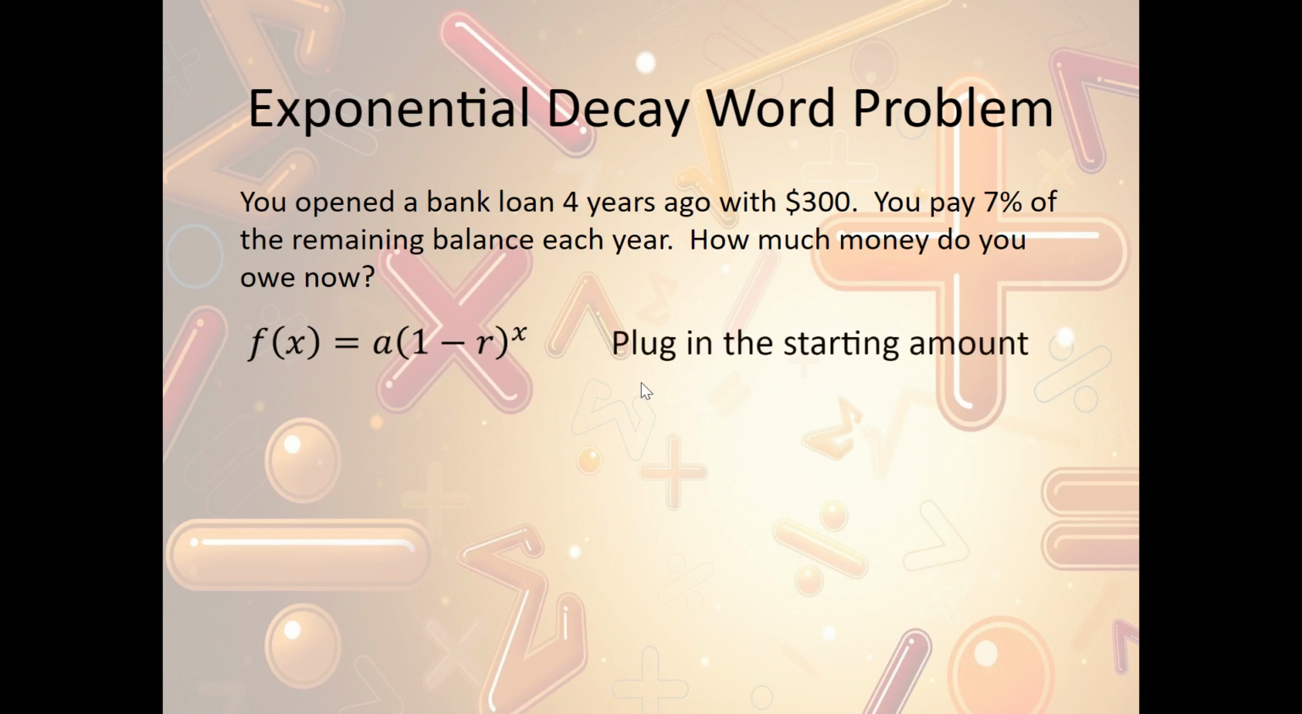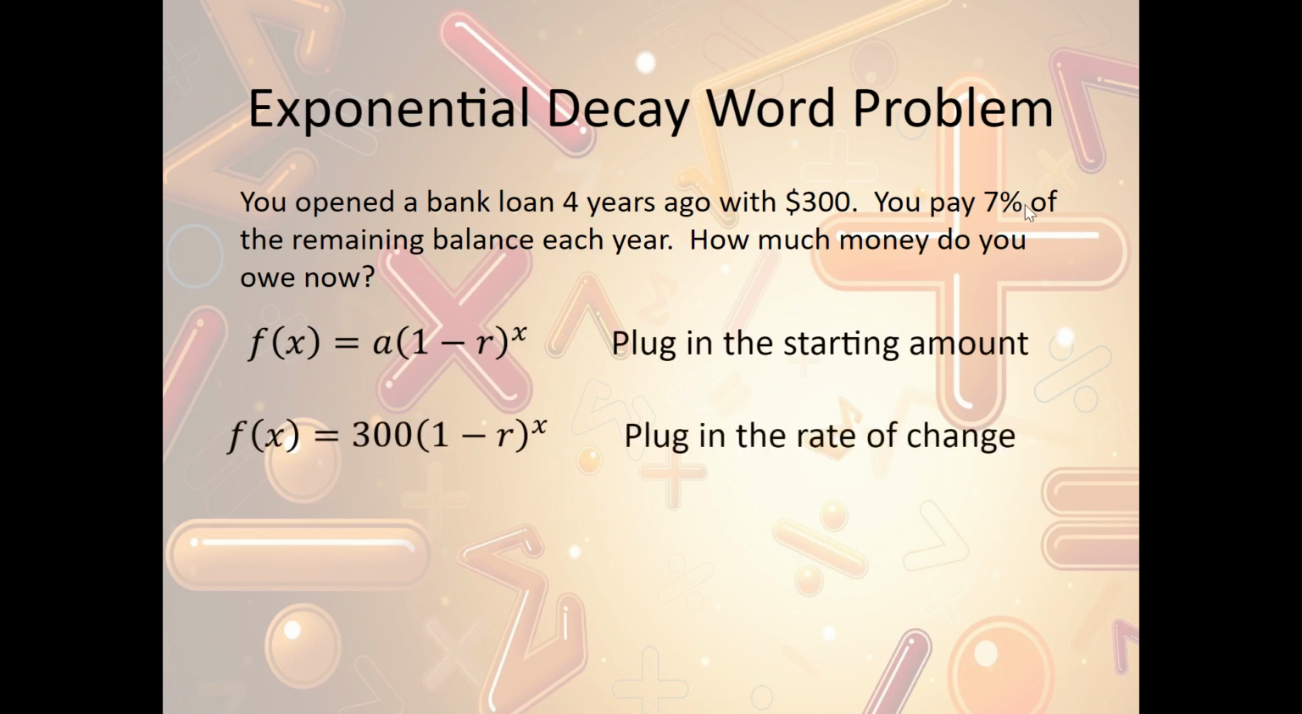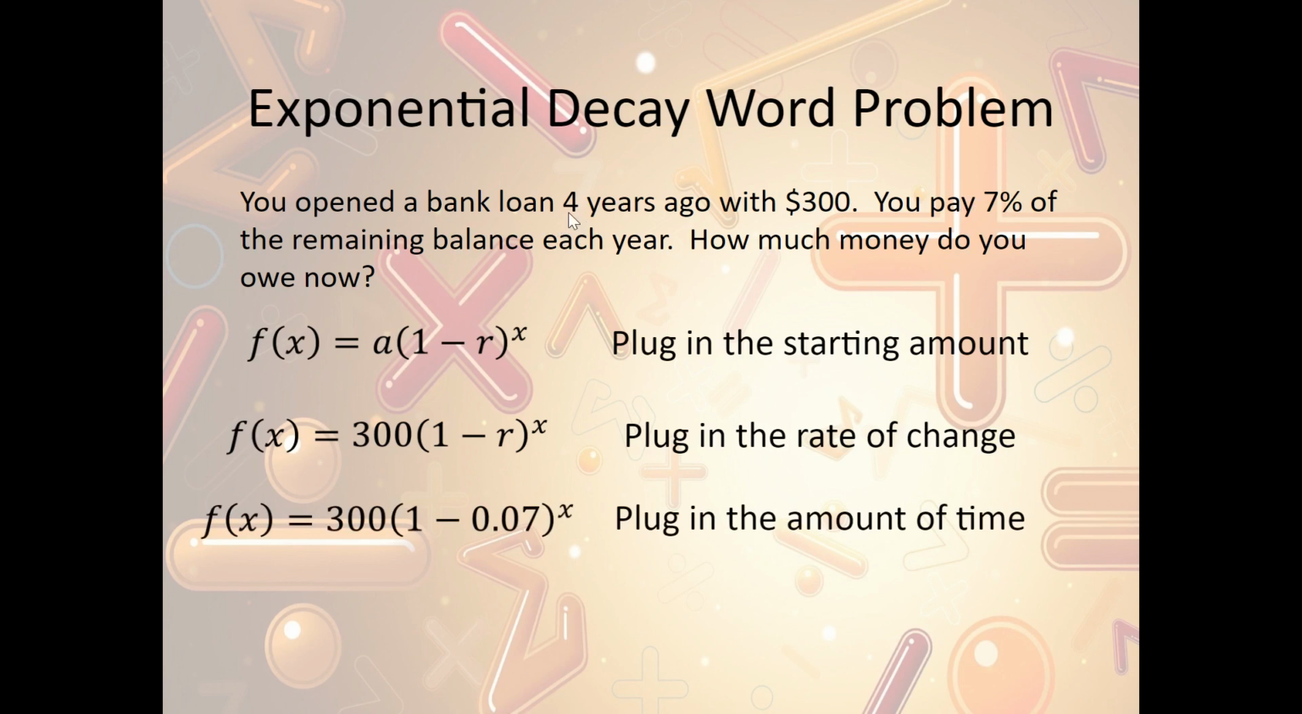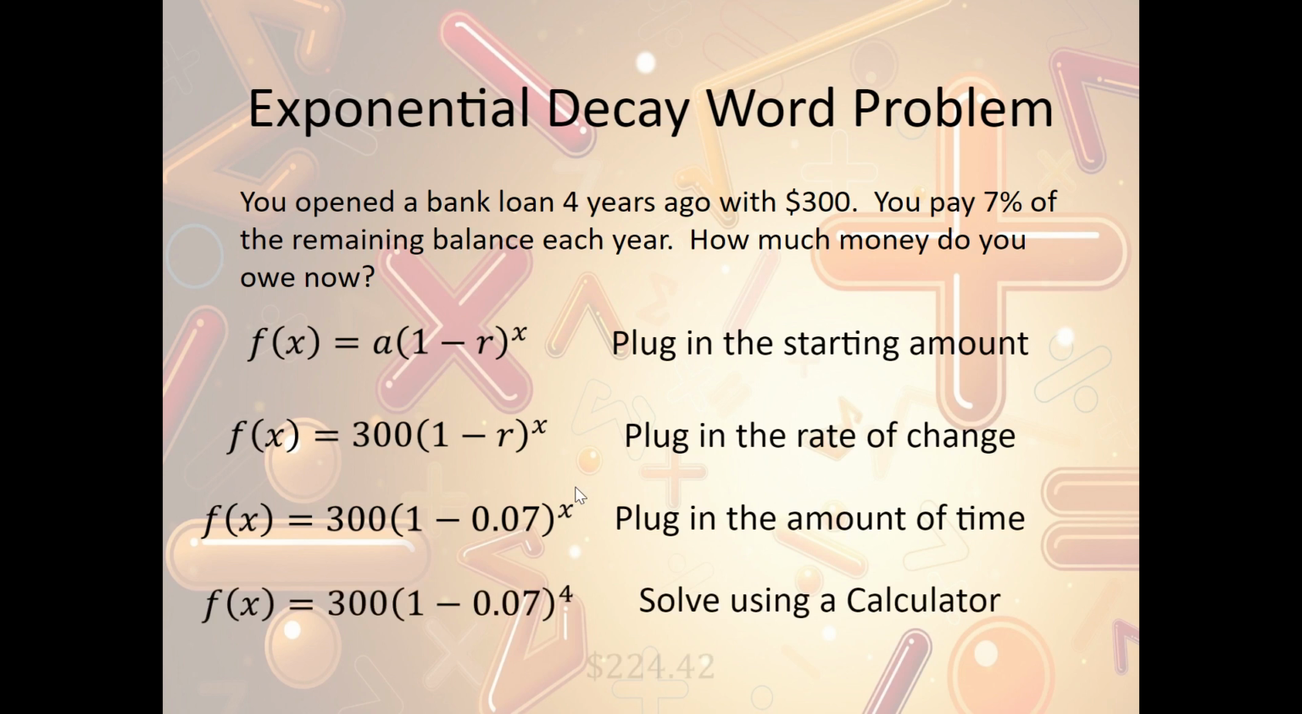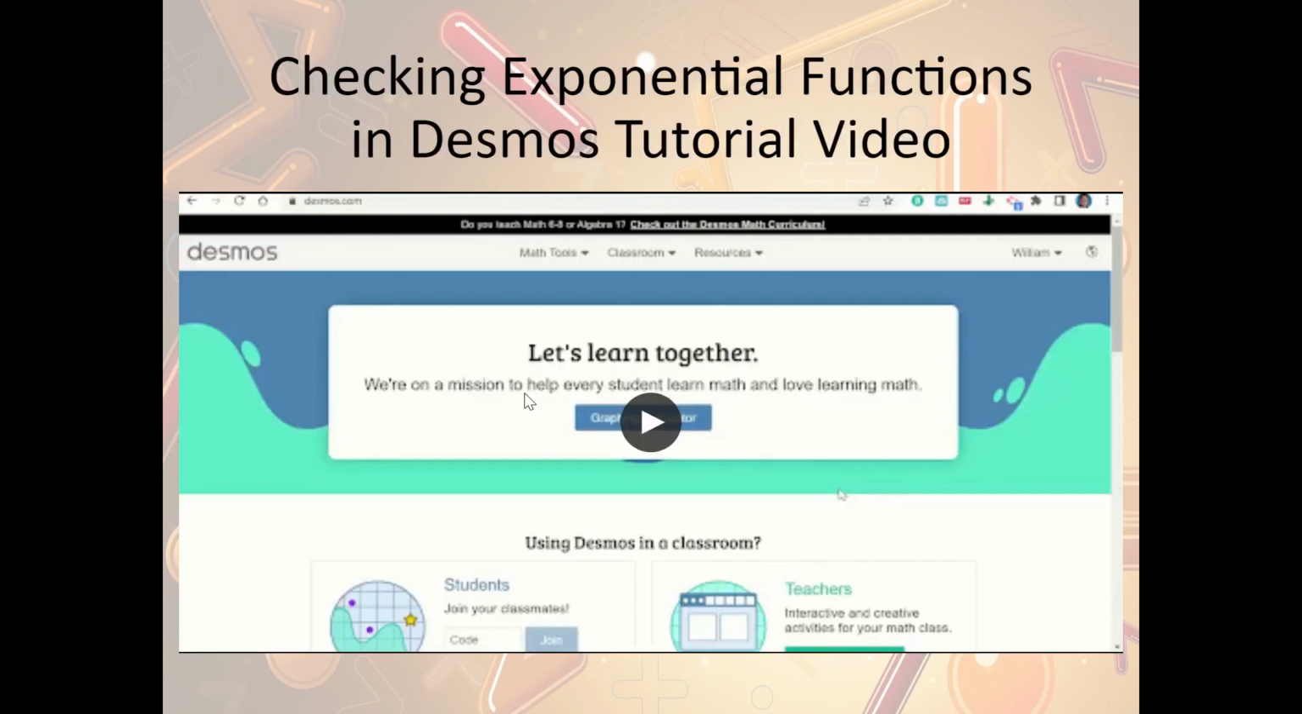So the first thing we do is plug in our starting amount. Our starting amount is $300, so that goes in for A. And we're making payments, so we're going to plug in our rate of change. We're paying 7% each time, so it's 7. We're going to move the decimal back 2 places, so 1, 2, so that's 0.07. Lastly, we're going to plug in the amount of time. The amount of time is 4 years, so that's 4. We plug that into our calculator, and we get that now we owe $224.42. There's a video here that shows you how to check exponential functions in Desmos, so you can go ahead and watch that video as well.